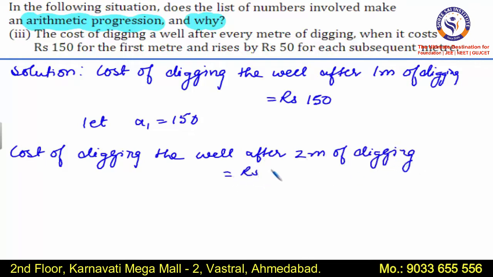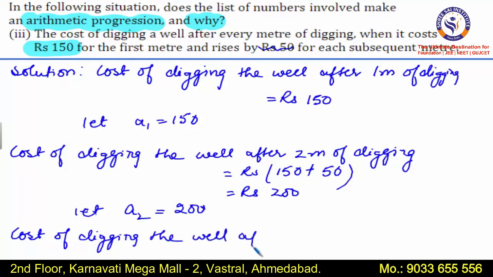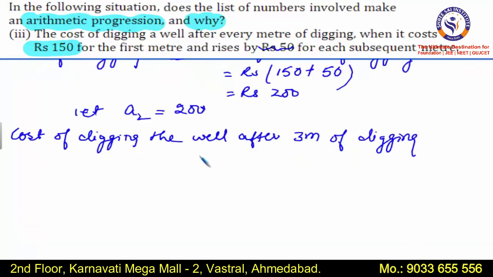is equal to rupees 150 plus 50, since for the first meter it is rupees 150 and for each additional subsequent meter it is 50 rupees more. Therefore, here we have rupees 200. Let A2 is equal to 200. The cost of digging the well after 3 meters of digging is equal to rupees 200 plus 50, and this is equal to rupees 250. Let us denote it by A3.